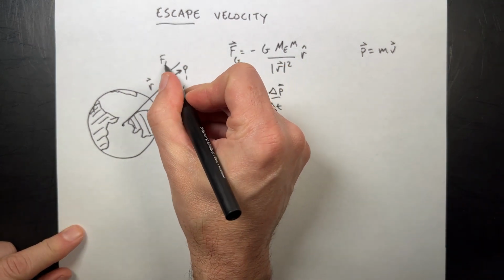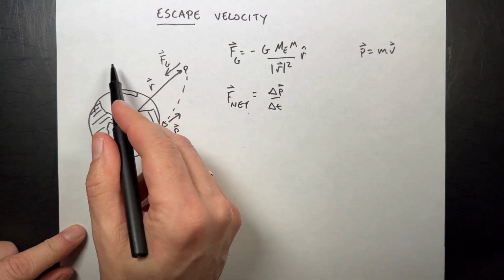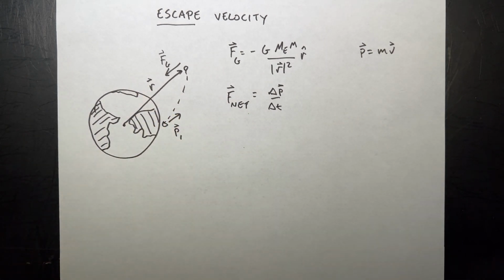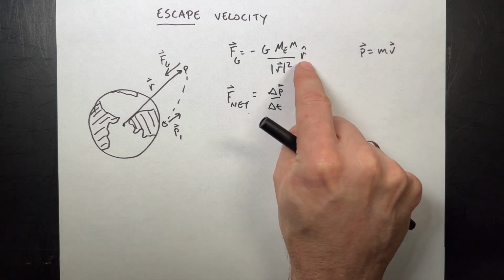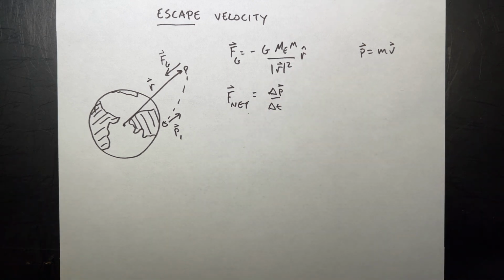And that's kind of important, right? Because as this moves around, I don't want to just find the magnitude of the gravitational force. I need to find the vector value of the gravitational force. If you don't have that r hat, you don't have it. With that, I can use the momentum principle.